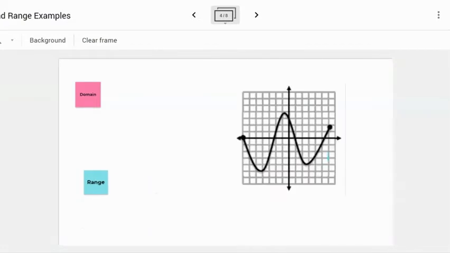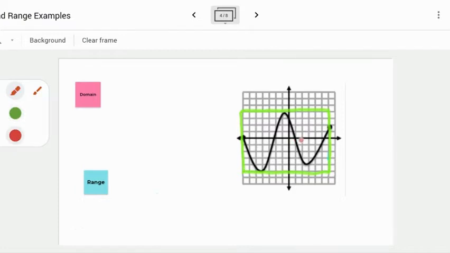Let's look at the next graph, and we're going to use the same process. The very first step: draw the smallest possible rectangle around your image so that your line fits inside of the rectangle. With that being said, we're going to start with the domain.